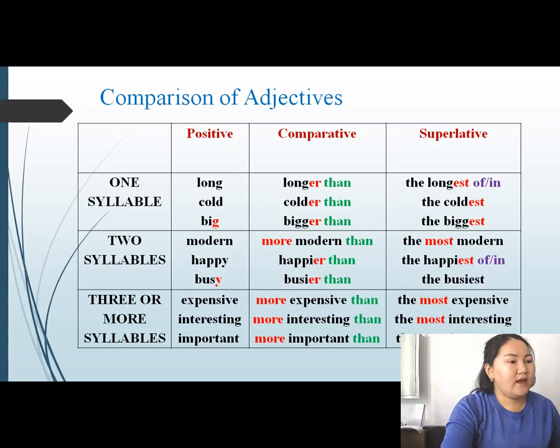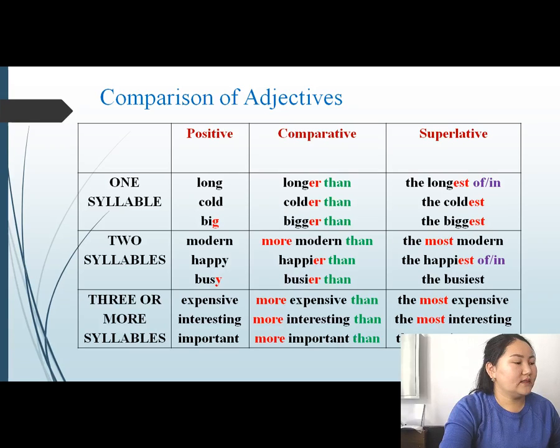So if we have an adjective with consonant plus vowel plus consonant spelling, we double the last letter, as in the example with big: big, bigger than, the biggest.